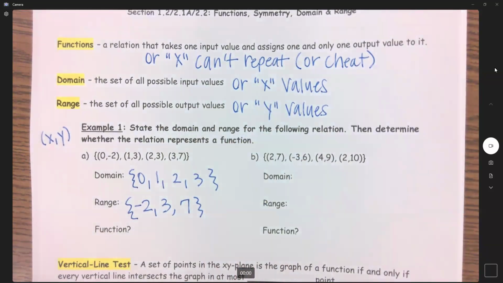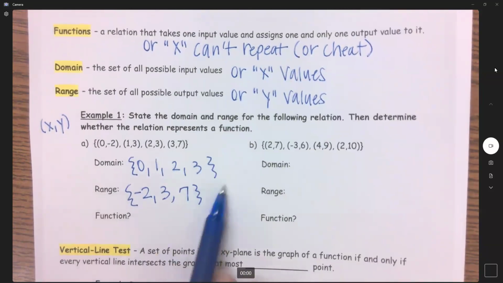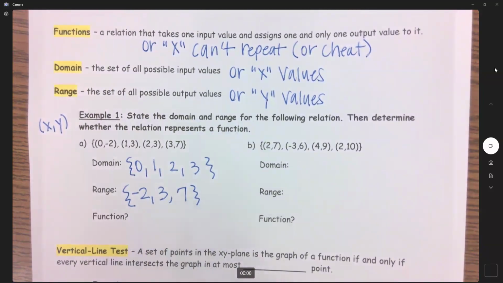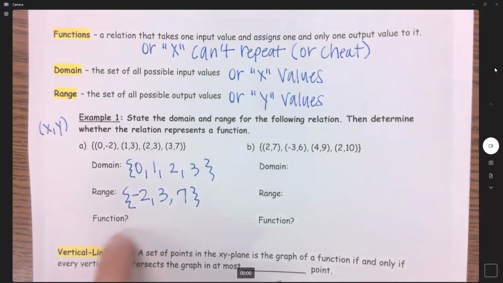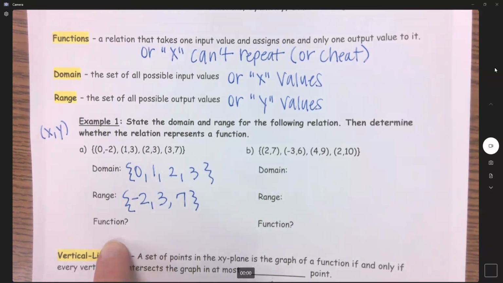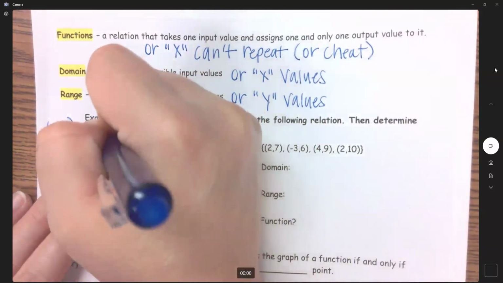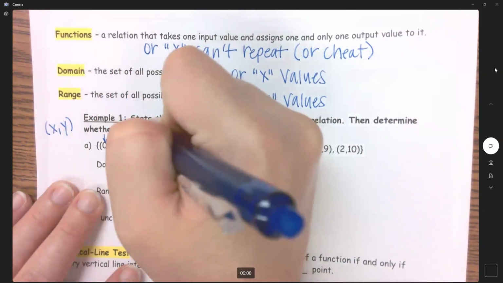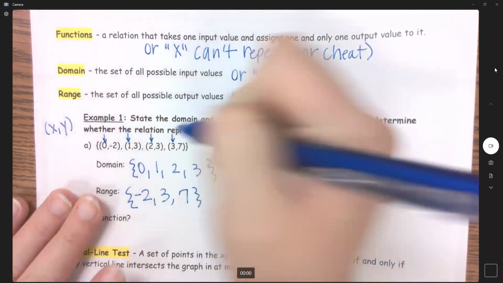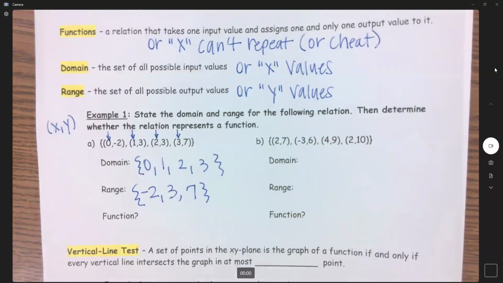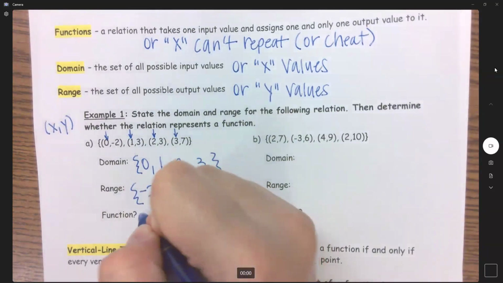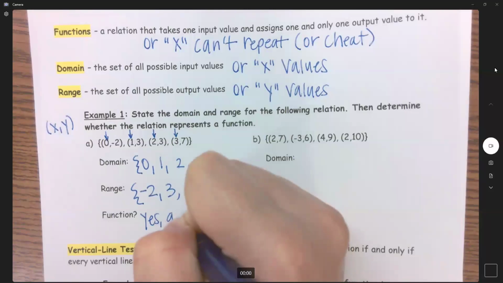So it is okay that my domain has 4 values and my range only has 3, because one of these range values repeated. Now, is that a problem when it comes to the function? No, y can do whatever it wants. It's just that your x can't repeat. So when you are looking at these x values, because they don't ever repeat, that makes this, yes, a function.